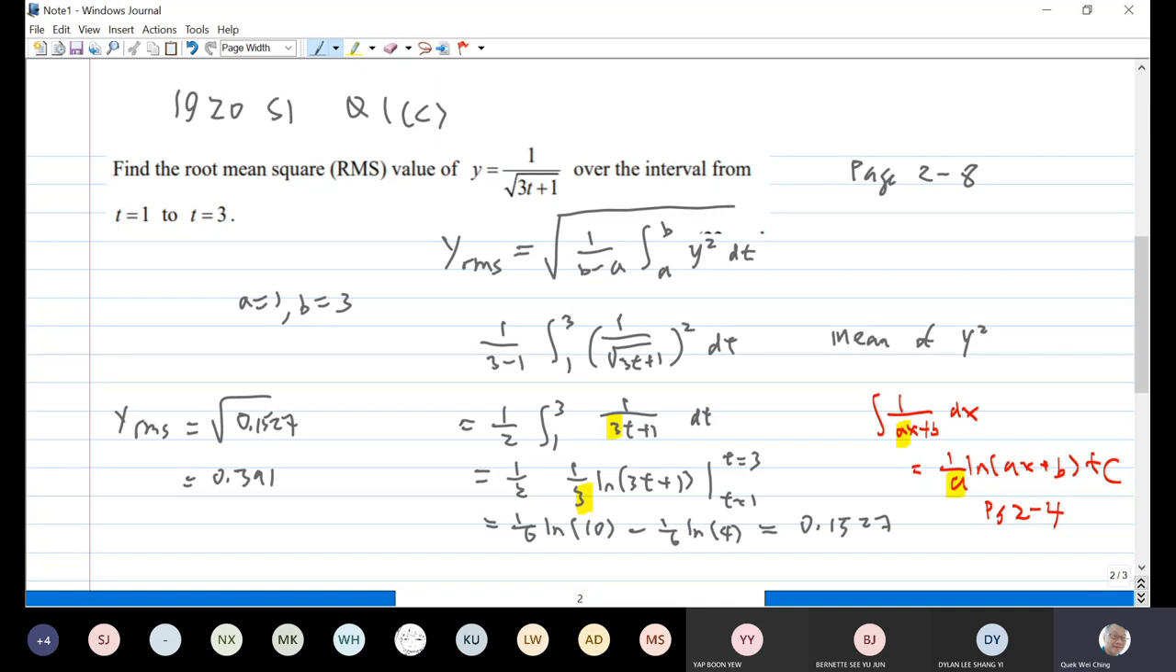So I show you two examples in this case. The first example is a direct integration, and this one also is an application to RMS. So I must know what the meaning of RMS is here. Maybe this is a question early. Let's try to do another question.